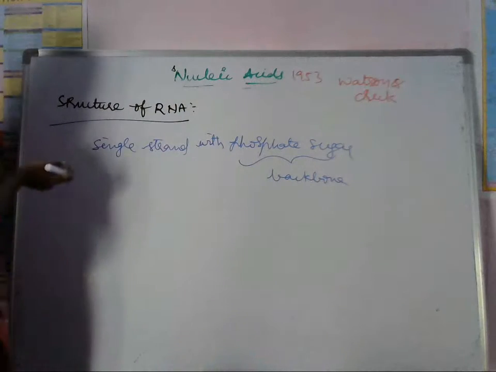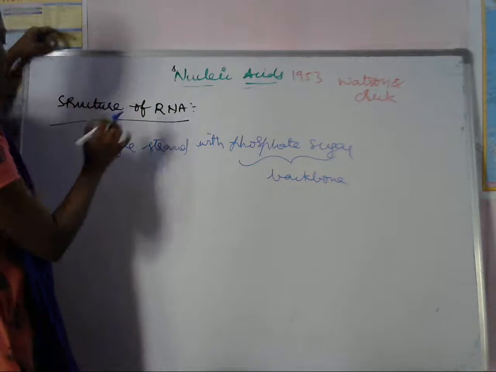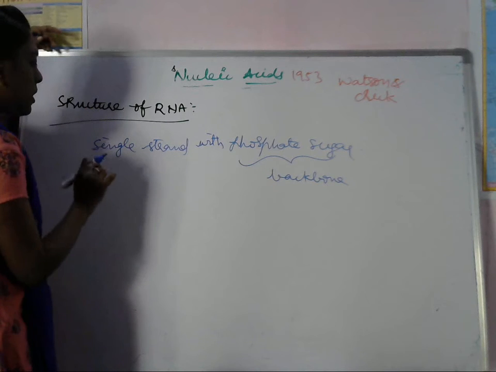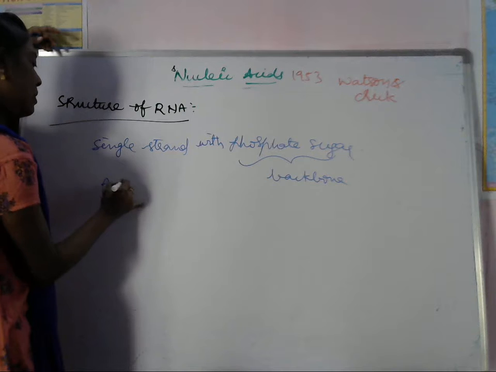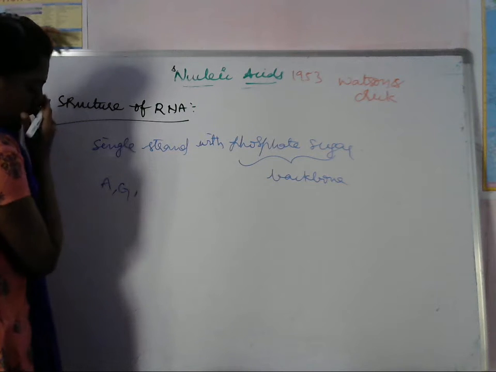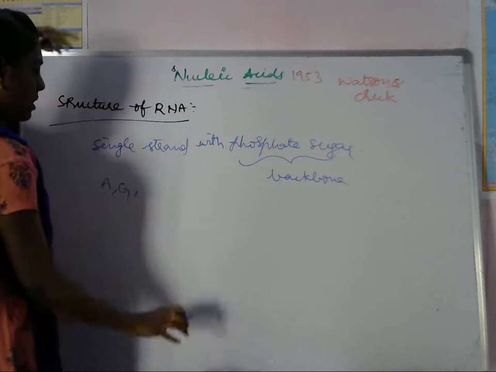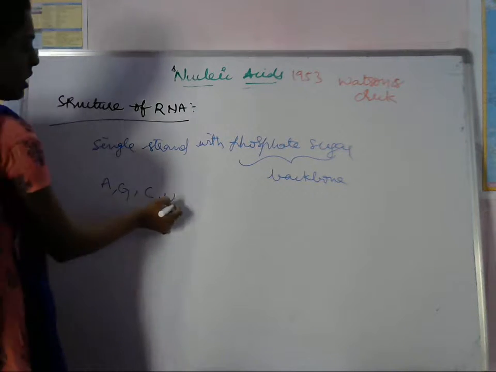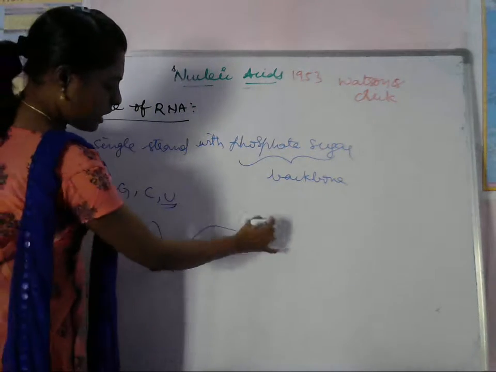The nitrogen bases are the same, the only difference is that there is no thymine. In the place of thymine, uracil is present. So we have adenine, guanine, cytosine and uracil. Uracil is present in the place of thymine. So here it only has a single strand.